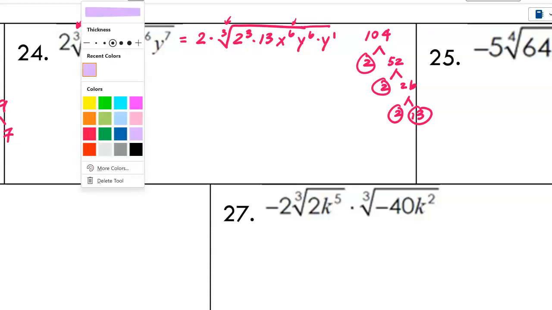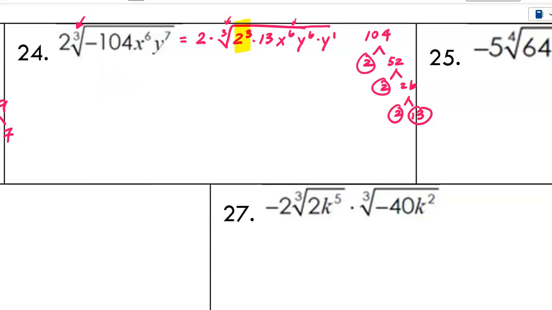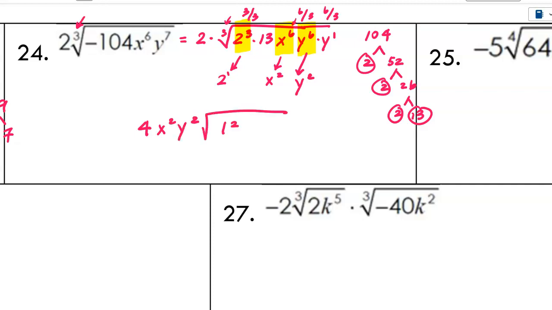So what can come out? We need 3 of the same, so that one comes out. 3 divided by 3 is 1, so 2 to the 1 comes out. x to the second and y to the second come out. And we're just taking the 6 and dividing it by 3, the index of the root. Okay, whatever comes out has to multiply with whatever's outside of the radical. So 2 times 2 is 4. x to the second, y to the second. What stayed in is 13y.